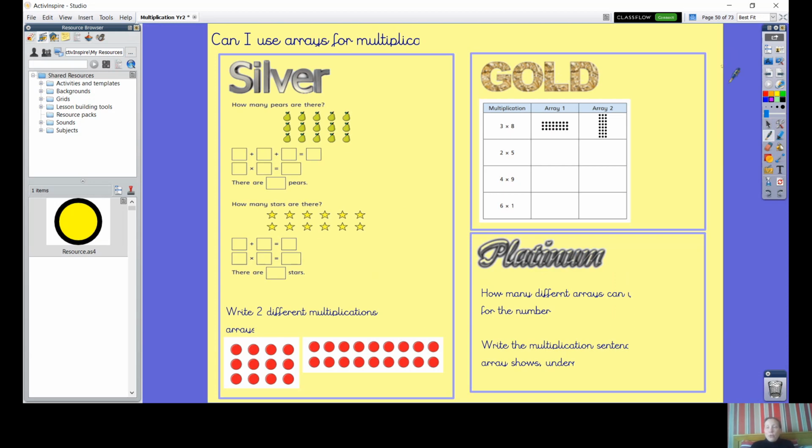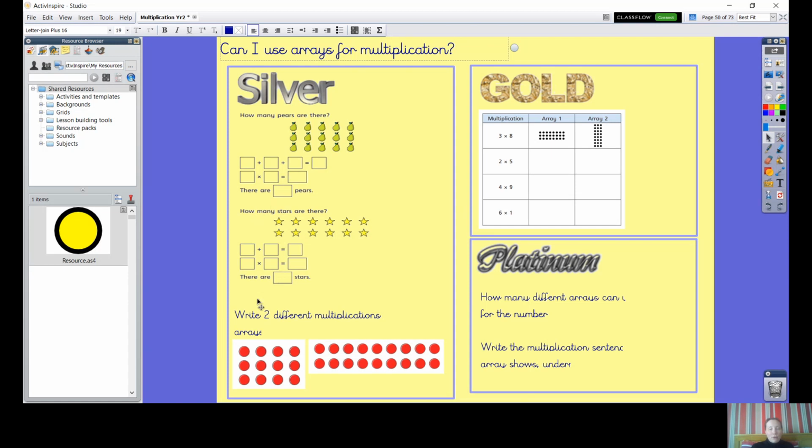So here is our learning for today. Our silver activity is this. Looking at this array of pairs, can you complete your repeated addition and your multiplication fact? Tell me how many pairs there are. Thinking about the stars as well, can you do exactly the same for the array of stars?